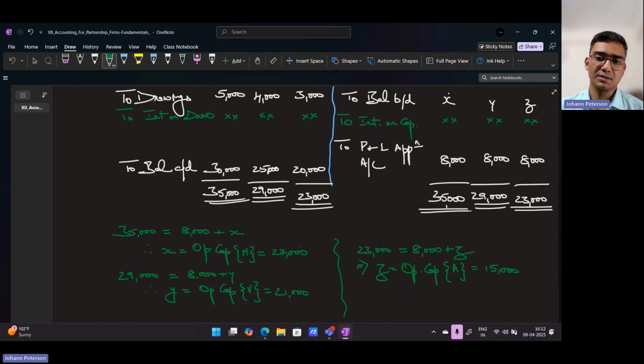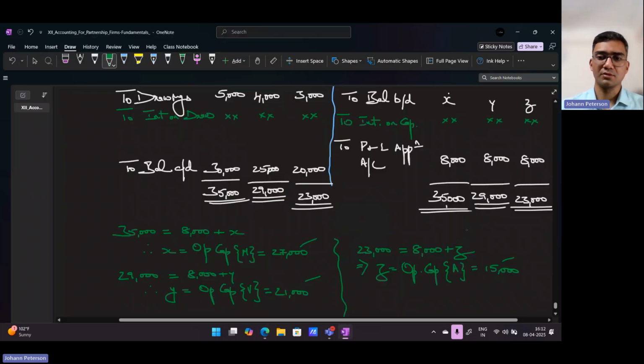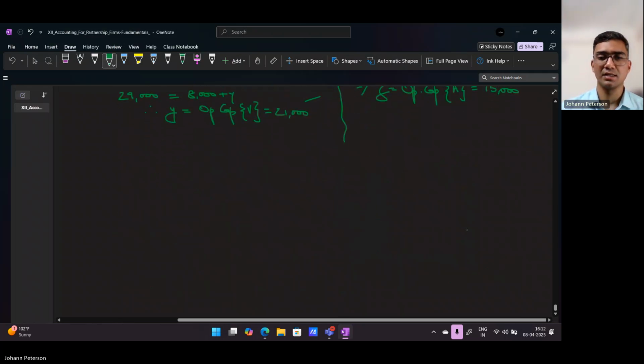So these are our opening capitals, 27, 21, and 15. What is the question also asking us for? The question is saying that we had omitted this. So we have to prepare the rectifying entry, that single journal entry. So our opening capitals, as we found out, 27, 21, and 15. These are done. So let's work now for making that single journal entry.